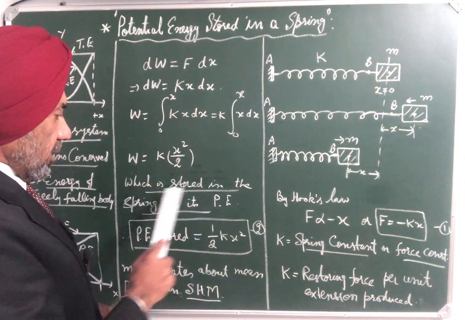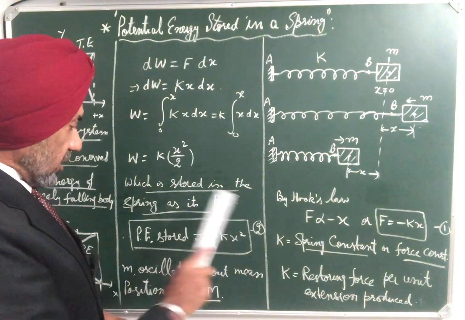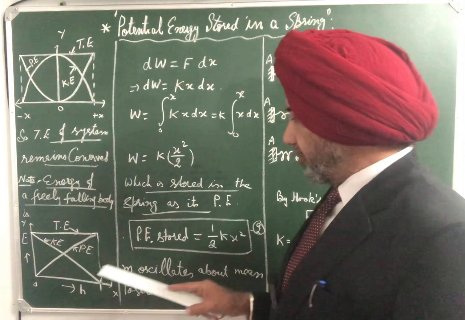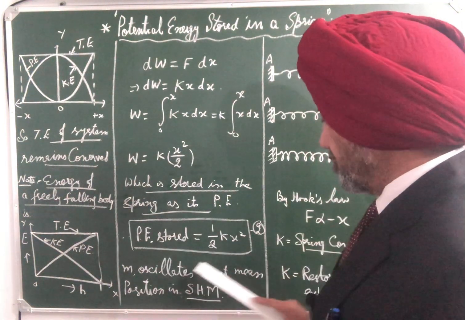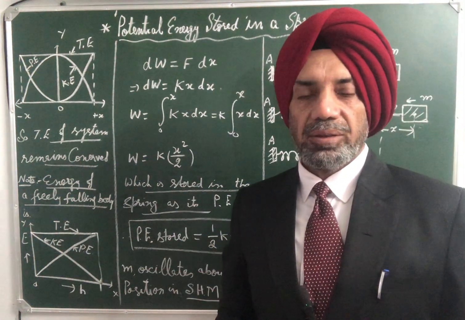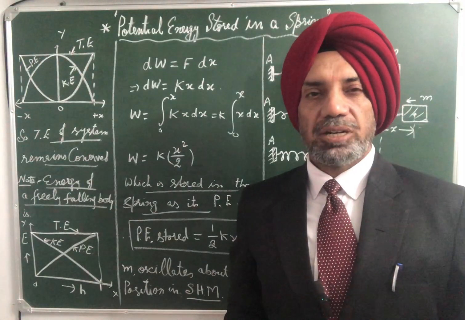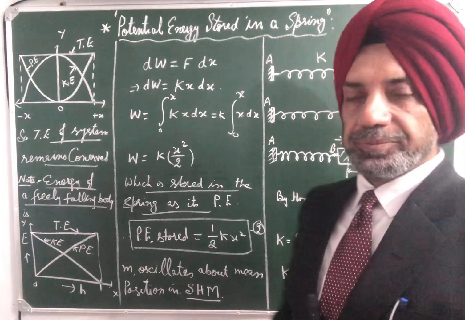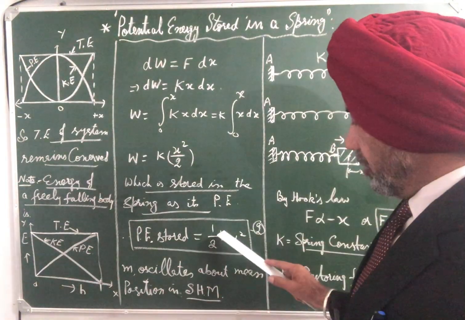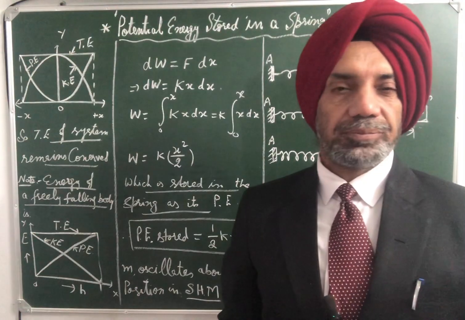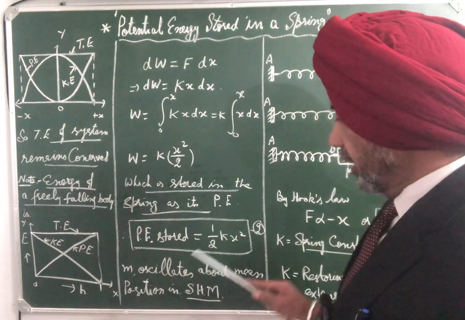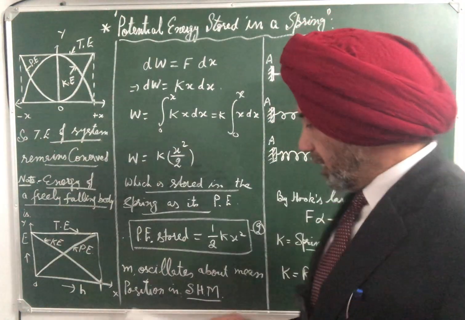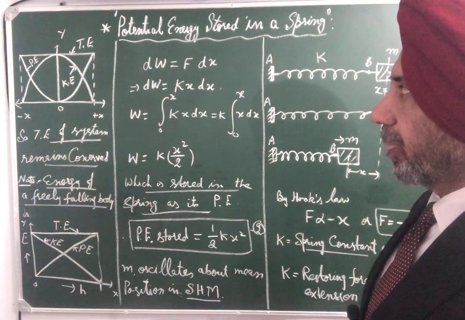So this work done is stored in the spring as its potential energy. Therefore, potential energy stored in the spring is equal to half kx square, which is the required expression for potential energy, where k is the force constant or spring constant, which depends upon the nature of the material of the spring, and its value is force per unit extension produced. So its unit will be Newton per meter. Unit of force constant or spring constant is Newton per meter.